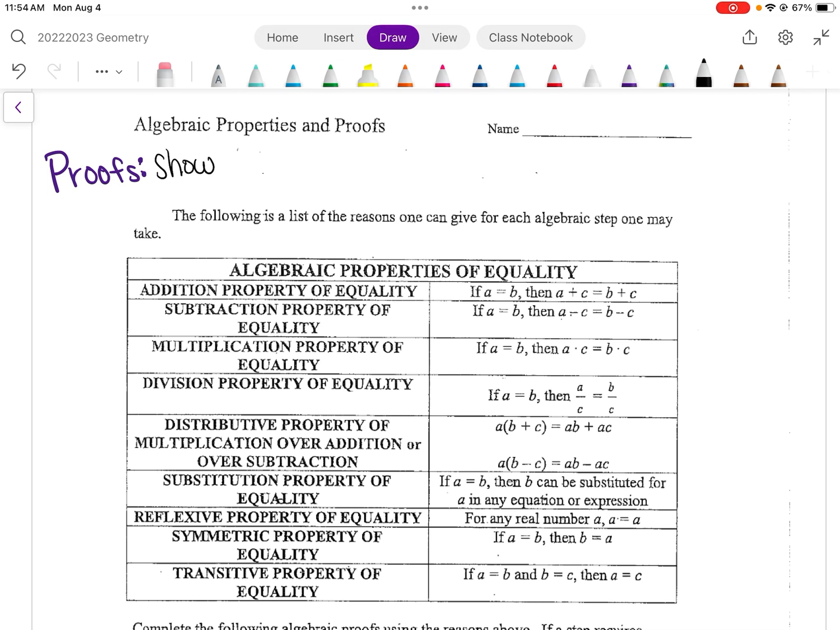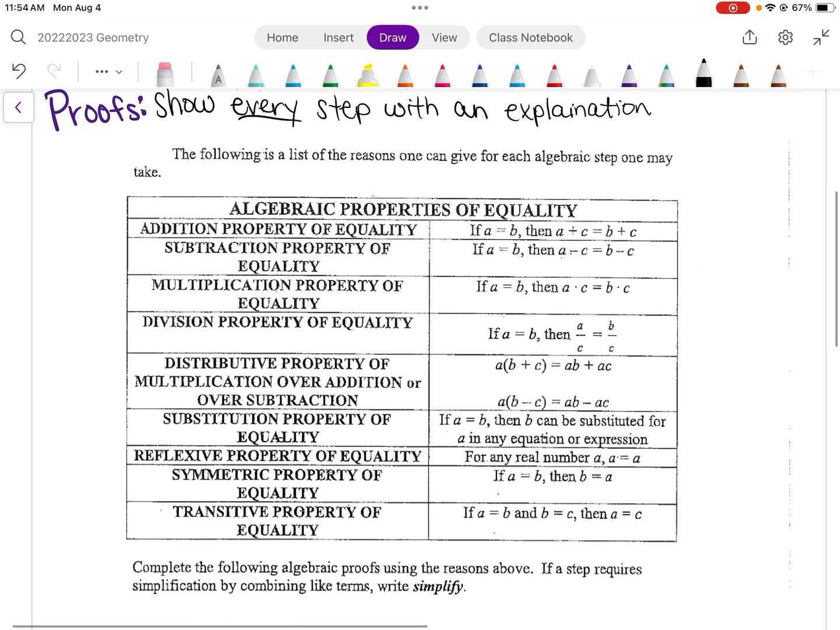So proofs, let's put: show every step with an explanation. If I'm proving something to someone, I'm not just going to tell them how it is. I'm going to tell them why. That's how you write a proof.